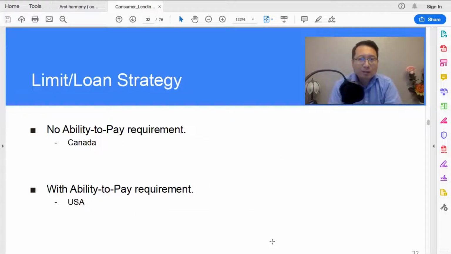Next, let's move into the limit and the loan amount strategy. So let's use a credit card, for example. For credit limit assignment, there are two scenarios. One is that there's no ability to pay requirement, such as in Canada. The other case is that after the financial crisis in 2008, the US introduced the Card Act, which has a particular ability to pay assessment that introduced more steps. So let's look at these two cases separately, okay?